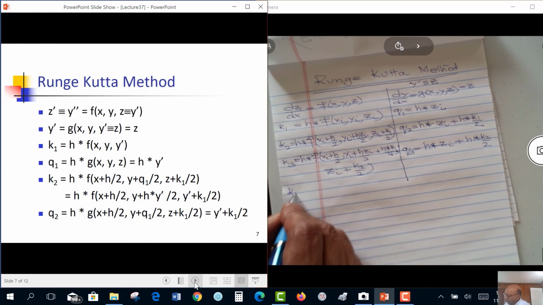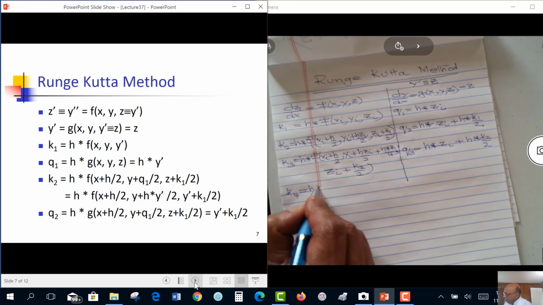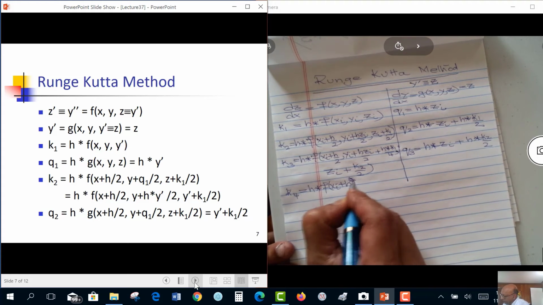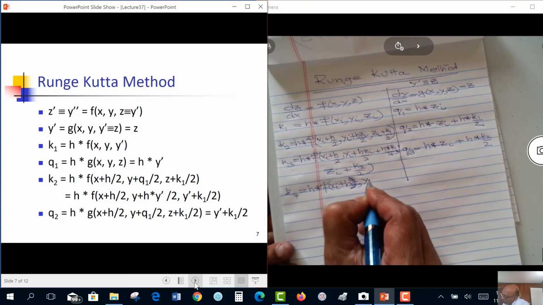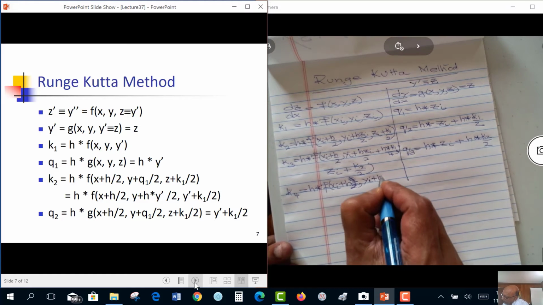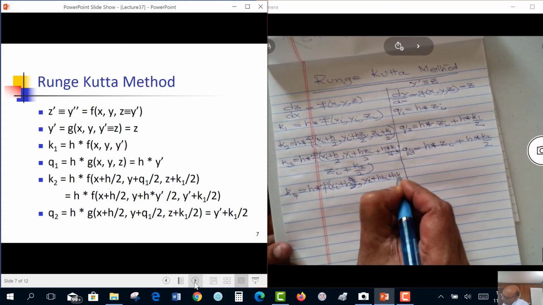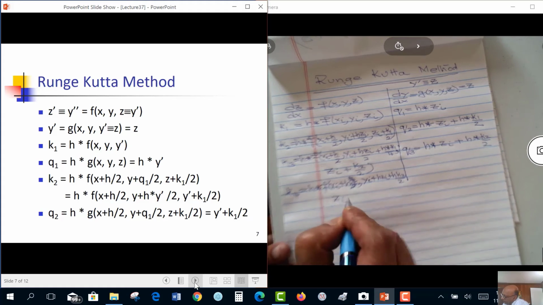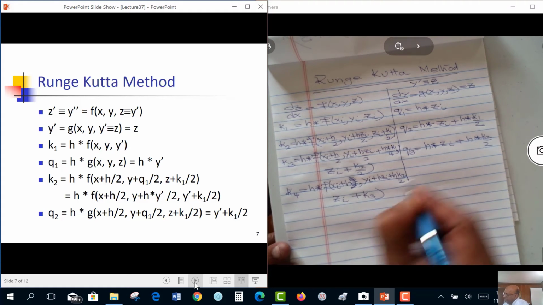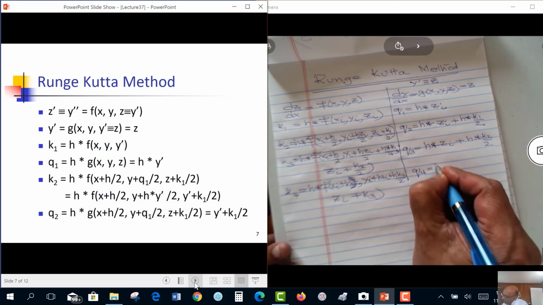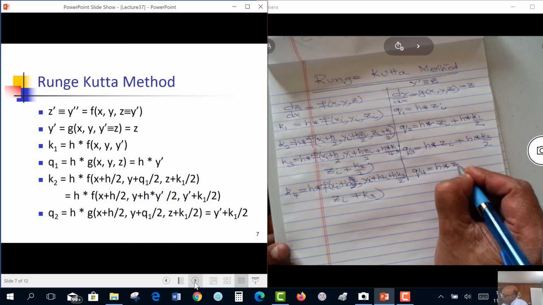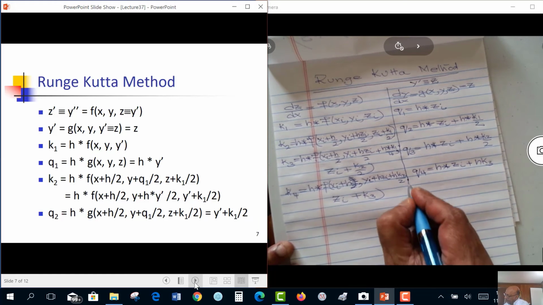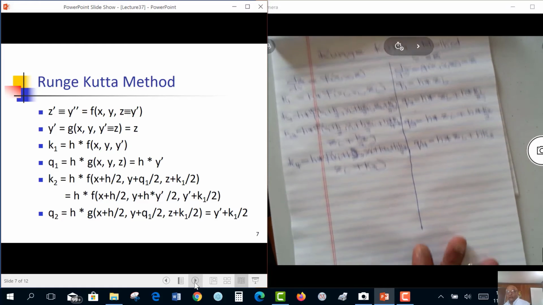Okay, let's go to k4. h times the function at x i plus h, y i plus q3. Well, q3 is h z i plus h k2 over 2. We just did that. And then z i plus k3. q4 would be h times z i plus k3. Okay, we have four slope estimates.